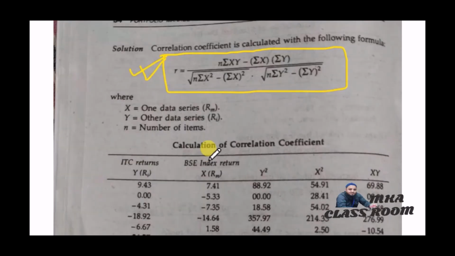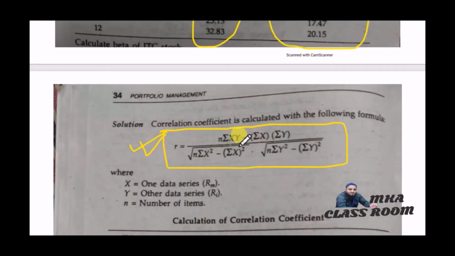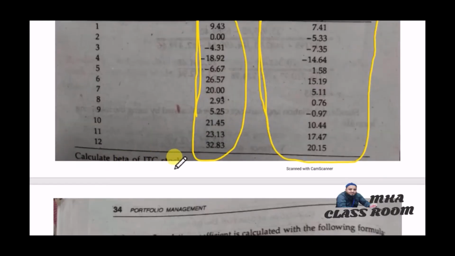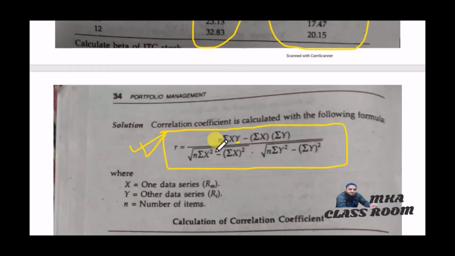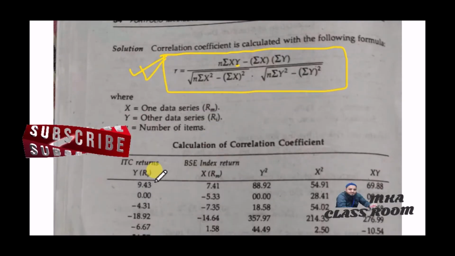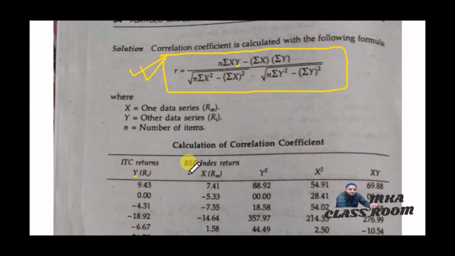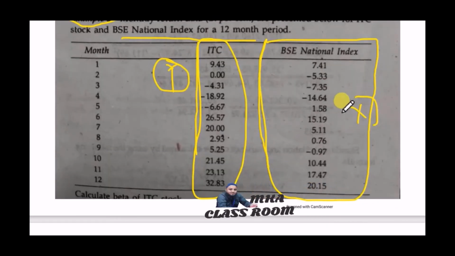So here Y means ITC return. We know that I is the symbol of the dependent variable. Here it says calculate ITC beta, so obviously it is treated as the dependent variable. So here you will see Y for R I. Y means dependent variable, ITC return. The BSE index return is X, that is the independent variable. It is always treated as the independent variable.